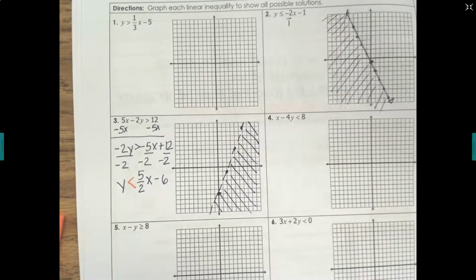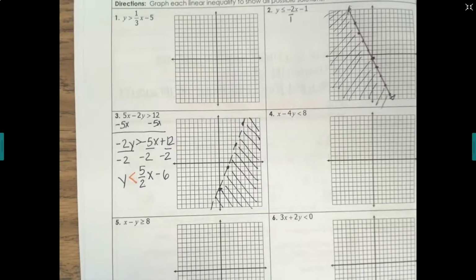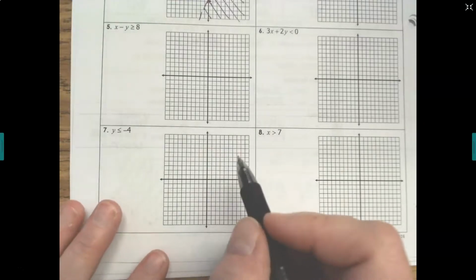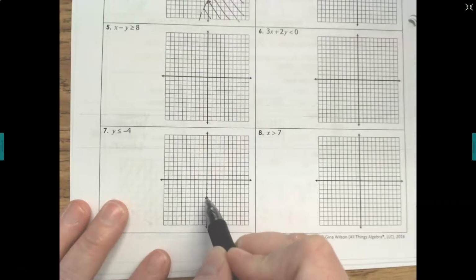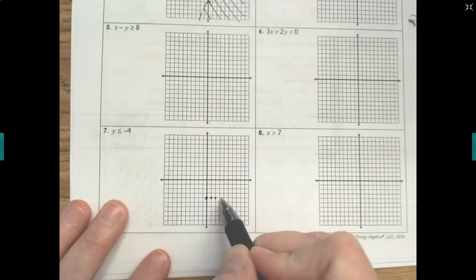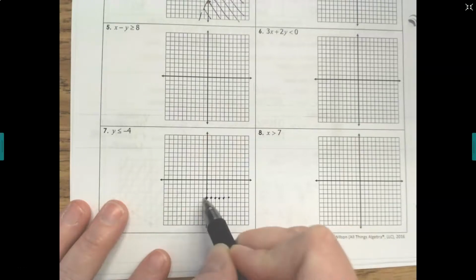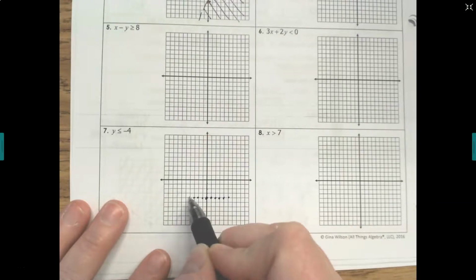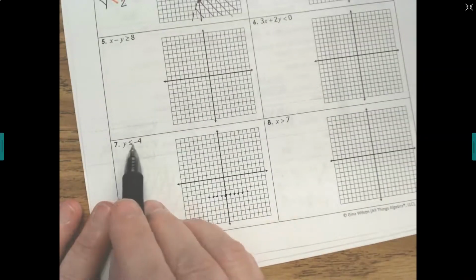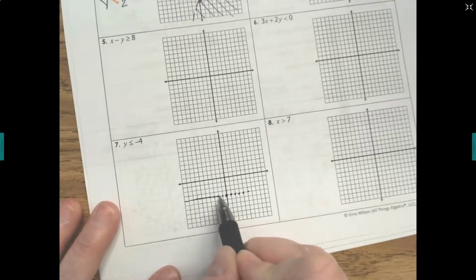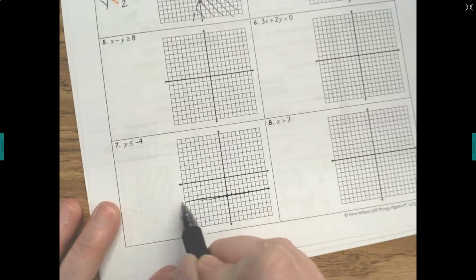Okay. So now we have a couple special cases that I want to remind you of. Let's take a look at number 7. That just says y equals negative 4. y equals negative 4 is a horizontal line at negative 4, where y is negative 4. Because y is negative 4 on this point, and this point, and this point, and this point. All of these points have a y value of negative 4. So that's why it's going to be a horizontal line, and it's going to be a solid line because there's an equal to.